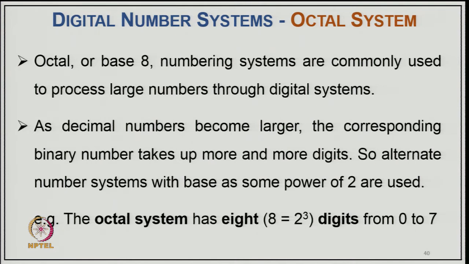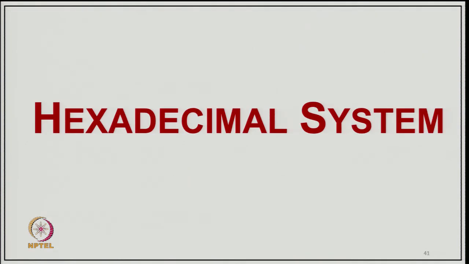Numbering systems are commonly used to process large numbers through digital systems, and as decimal numbers become larger, the corresponding binary number takes up more and more digits. So, alternate number systems with base as a power of 2 are used. For example, the octal number has 8 digits, that is 2 to the power 3. It has digits from 0 to 7, that is r minus 1. So, r is here 8 and then you have 0 to 7 digits to represent this octal number.